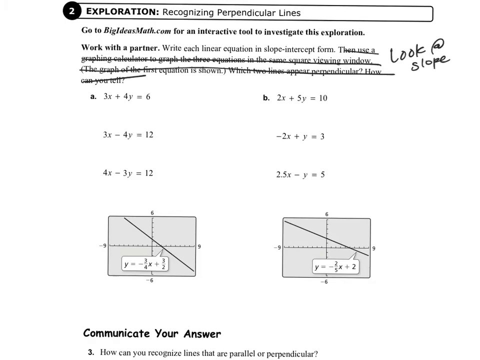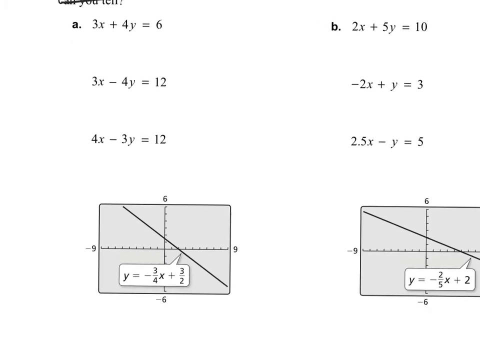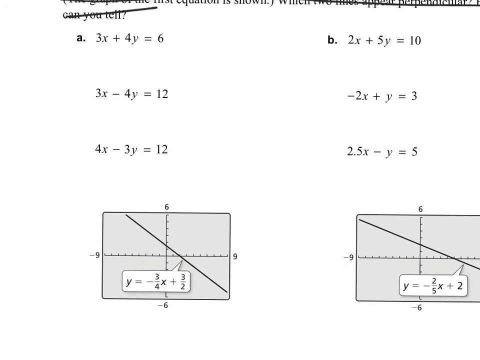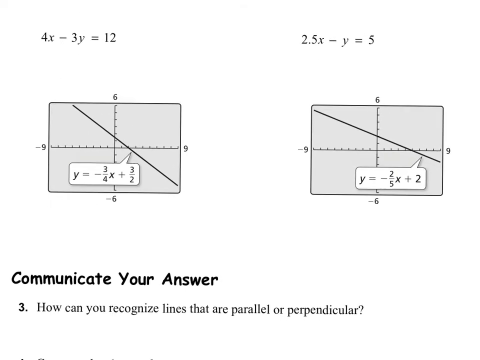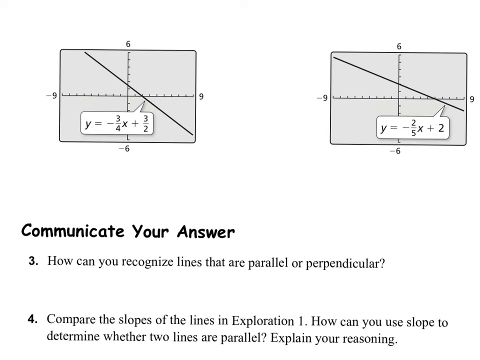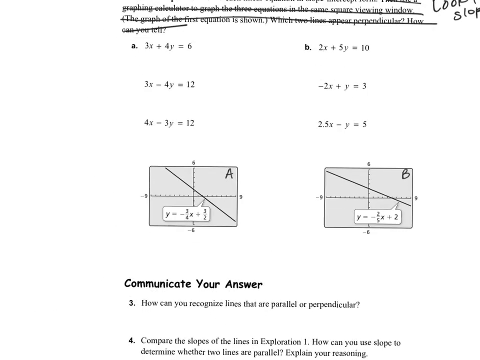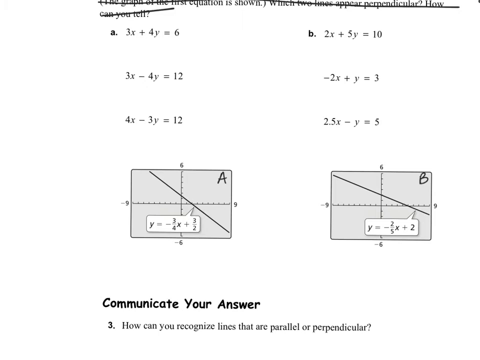You know what would be a really good idea, guys, is if you pause the video, put all of these into slope-intercept form, and determine down here what would be parallel and what would be perpendicular. And then try to tell which one is A and which one is B. So pause the video and go do that, please.